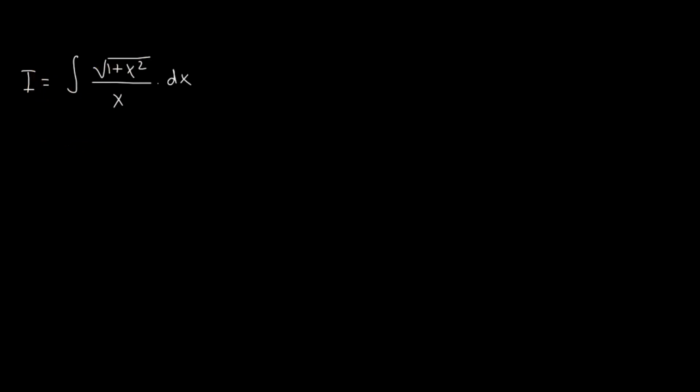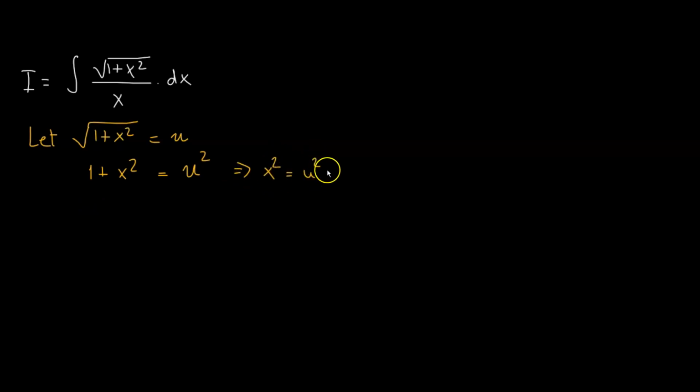Now we're going to suppose that square root of 1 plus x squared, let this be equal to some variable u, and then we square both sides. So that will give us 1 plus x squared is equal to u squared. And then from here we can solve for x. So x squared will be equal to u squared minus 1. Now we take this and differentiate both sides with respect to x. So we have 2x times dx equals 2u times du. Or simply dx will be equal to u over x times du.